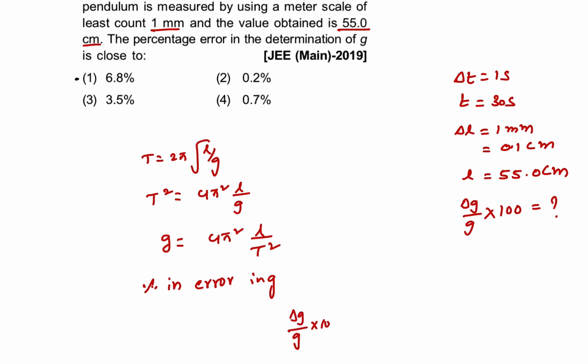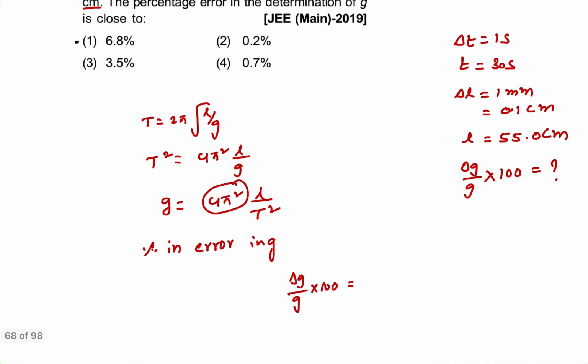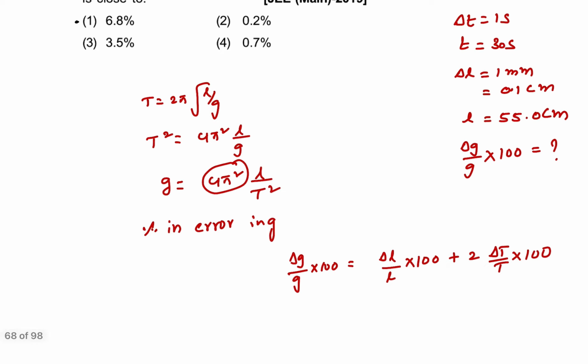If I write the percentage error in G, delta G by G into 100 is equal to, 4 pi square is a constant term, no need to write any error in that, delta L divided by L into 100 plus 2 into delta T divided by T into 100. Substitute all the values, whatever values are given.